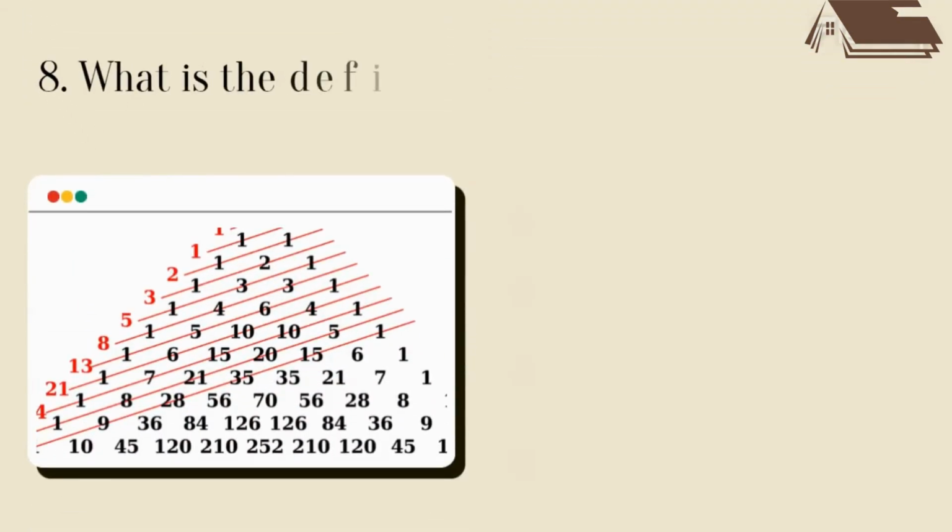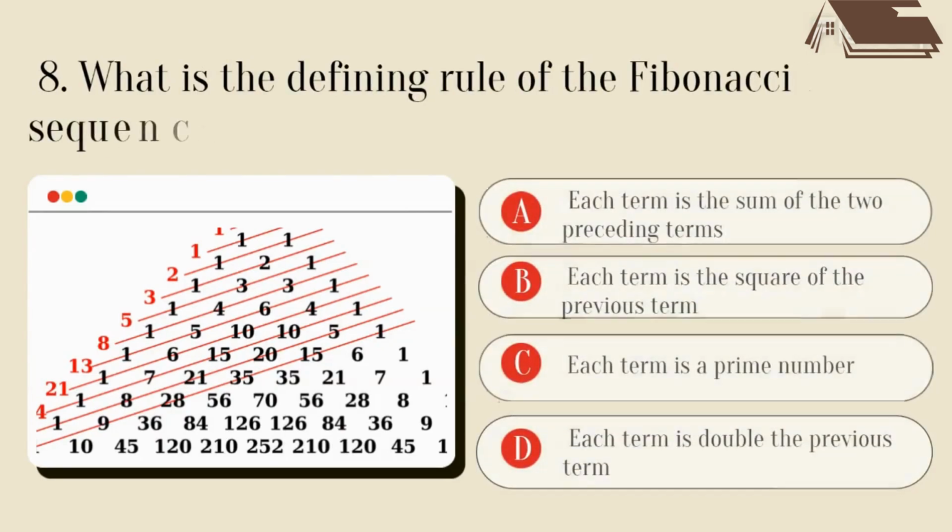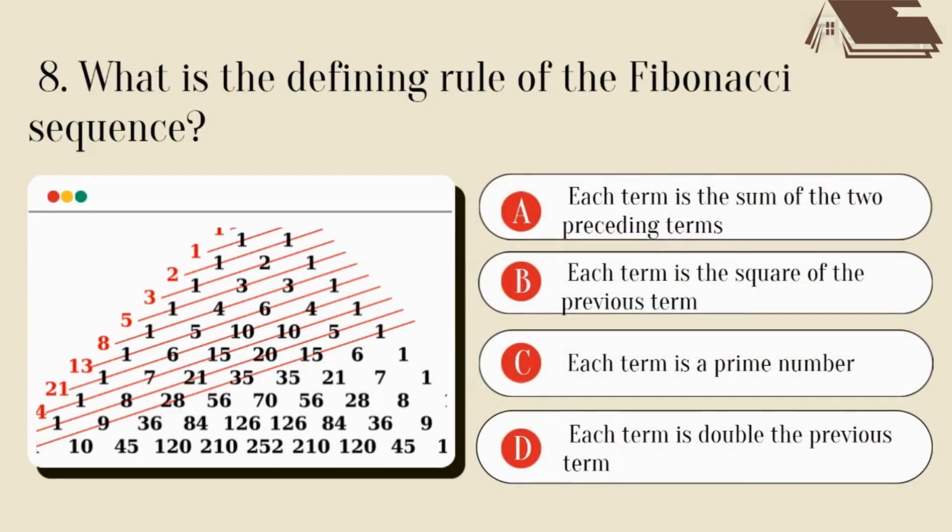What is the defining rule of the Fibonacci sequence? A. Each term is the sum of the two preceding terms. B. Each term is the square of the previous term. C. Each term is a prime number. D. Each term is double the previous term.